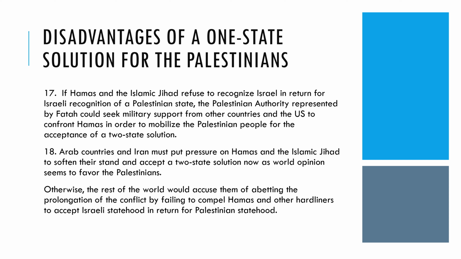18. Arab countries and Iran must put pressure on Hamas and the Islamic Jihad to soften their stand and accept a two-state solution now, as world opinion seems to favor the Palestinians. Otherwise, the rest of the world would accuse them of abetting the prolongation of the conflict by failing to compel Hamas and other hardliners to accept Israeli statehood in return for Palestinian statehood.